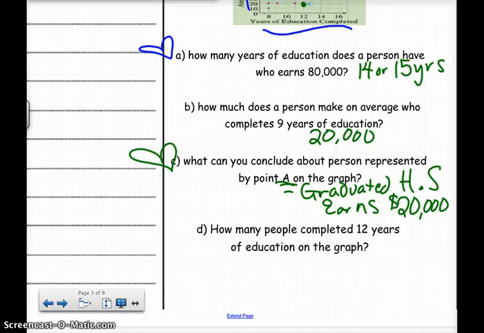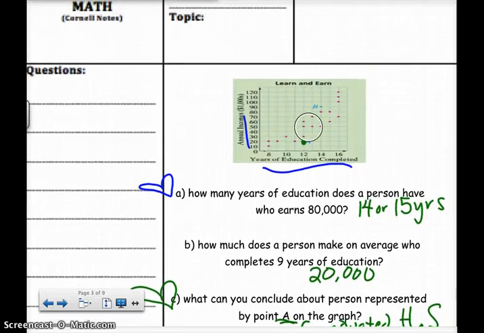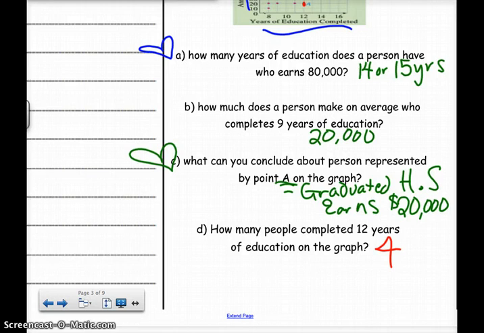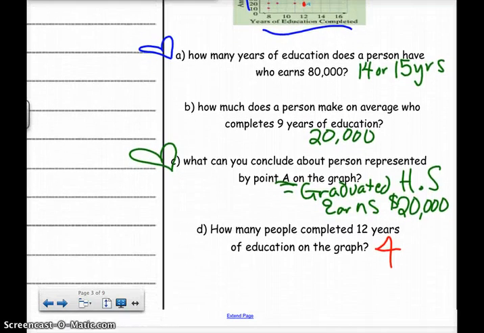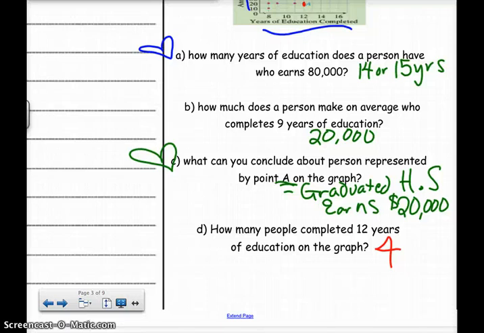So we want to know how many people completed 12 years. So I go to my 12 years, and I just add up how many people completed. It looks like 1, 2, 3, 4 people completed 12 years of education, according to this graph. Did I mess up? If they said at least 4 years, I would. But if we're just saying how many completed just 12, you're good. But if it says at least 12 years, that means 12 or greater. Okay?